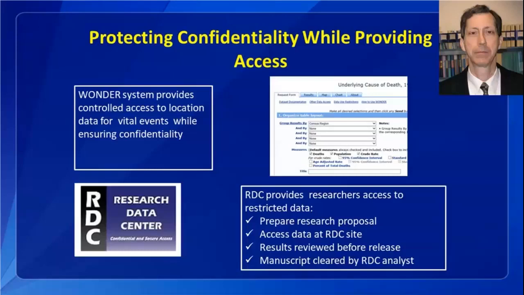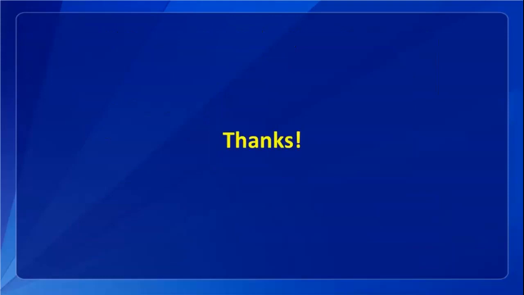On top of that, the results are then reviewed before release. And finally, any manuscript prepared for publication has to be reviewed by staff at the Research Data Center before it can be submitted for publication. So these are a couple of the ways in which, to the extent we can, we make available as much data as possible. Next slide, please.